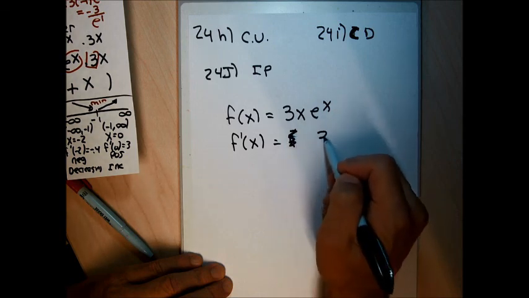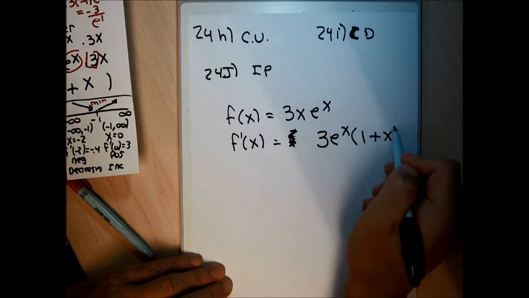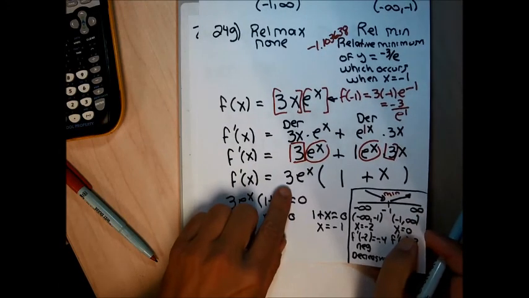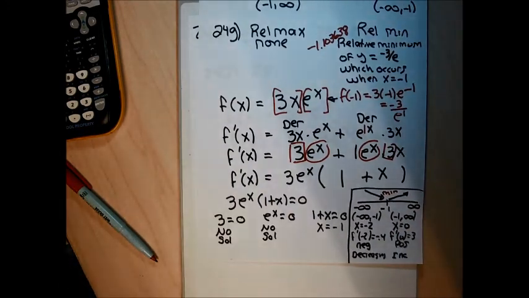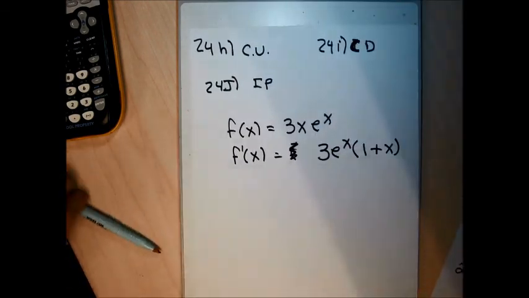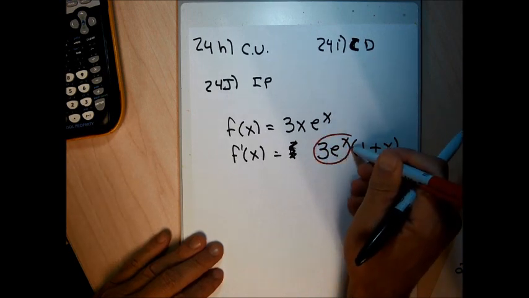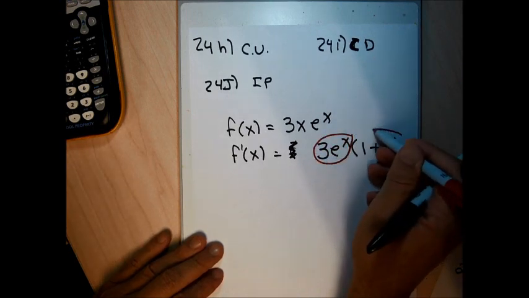I'm going to write 3e to the x times 1 plus x as the first derivative, because that's the factored form of the first derivative. To find the second derivative is a little bit of work. Because the first derivative has multiplication, I'm going to use the product rule. And I don't need to separate the 3 from the e to the x because it doesn't have an x.